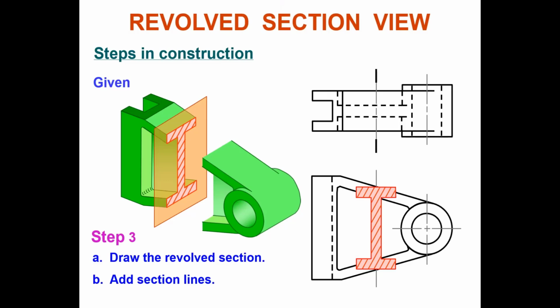Full section, half section, offset section, broken out section. This is number 5 guys. Kita ada 2 more to go.